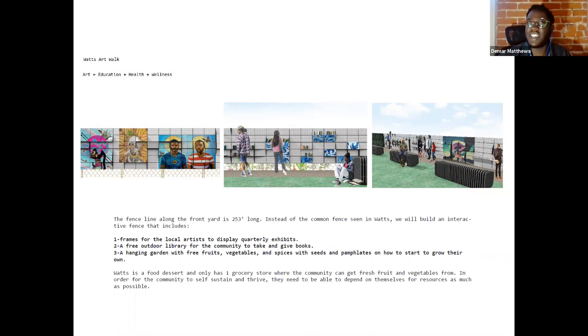And the last section is two sections of framing. One in particular is for the community, and hopefully it's kids who really take us up on this, to sketch and exhibit and drop their own frames into these slots that we have along the wall. The second section of framing is for quarterly exhibits that the artist in residence, which is what that ADU will serve as, will perform along this fence line every 3 months.